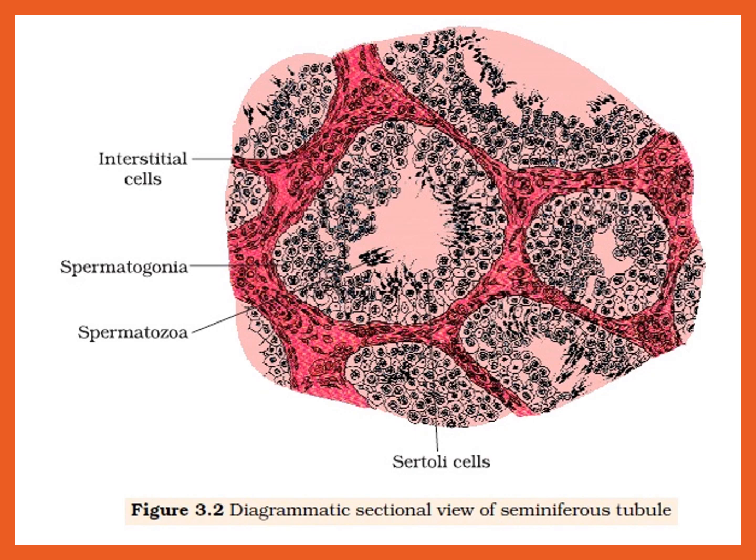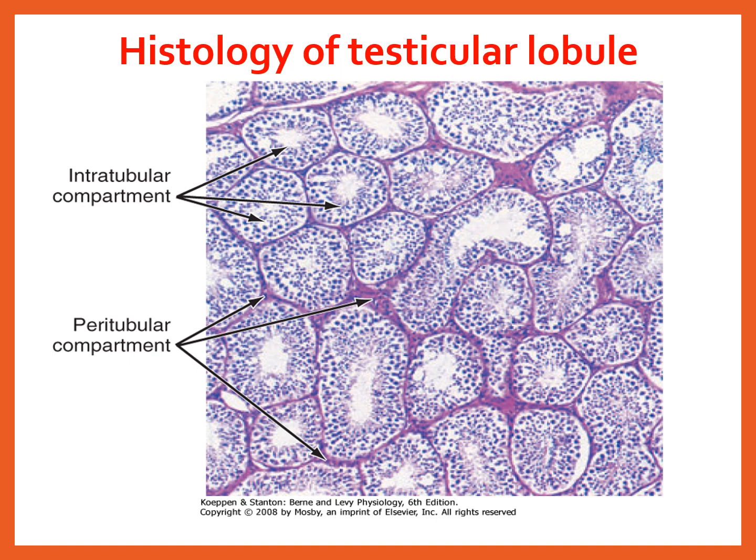Now you see a sectional view of a seminiferous tubule over here. So here in this portion, within this area, you have your growing sperms. It is spermatogonial cells. Once they grow, they form the spermatozoa, and the interstitial space has the interstitial cells, which are the blood vessels, immunocompetent cells, and your Leydig cells. So this is the histological view of testicular lobule.